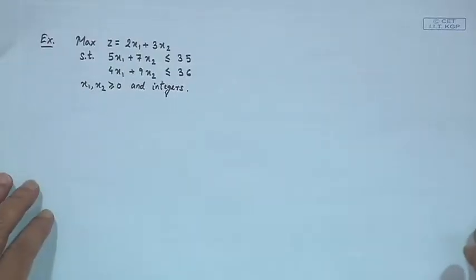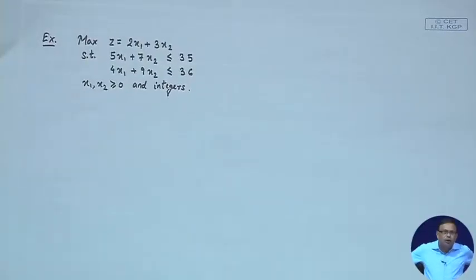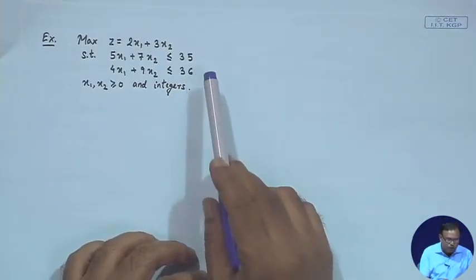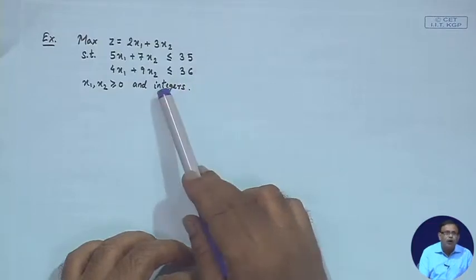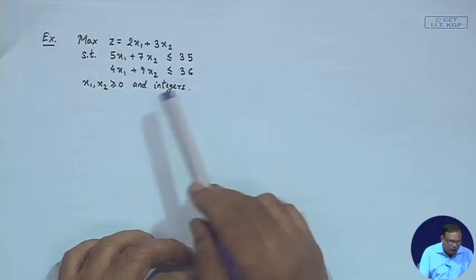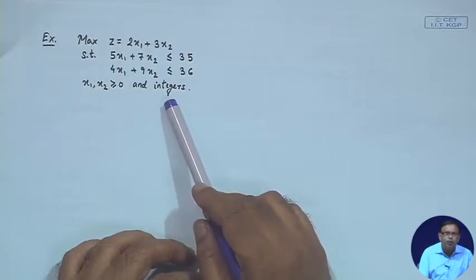Now, let us take one example and see how the branch and bound method exactly works for this particular problem. Let us take this problem: maximize z equals 2x1 plus 3x2 subject to 5x1 plus 7x2 less than or equal to 35, 4x1 plus 9x2 less than or equal to 36, and x1, x2 greater than or equal to 0 and both integer.